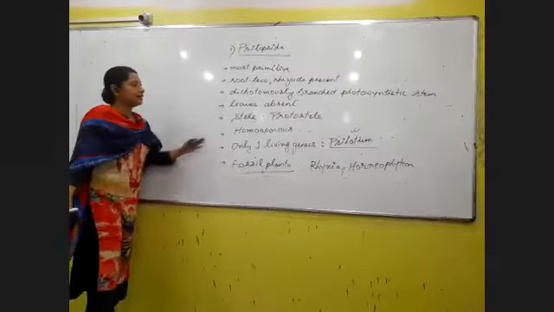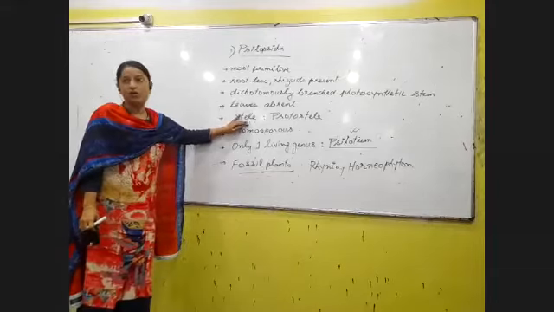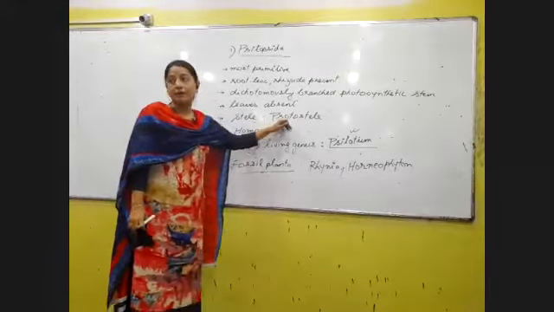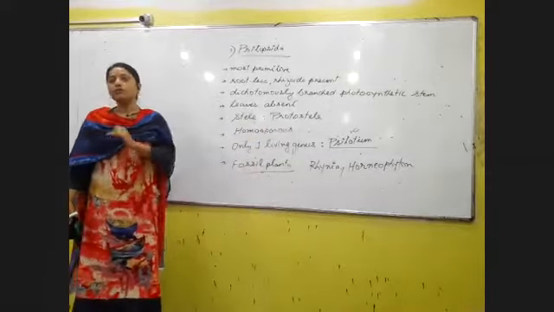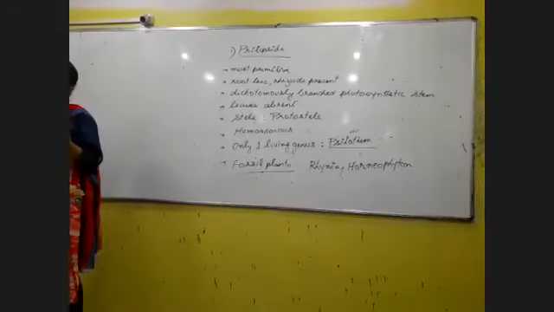Next is talking about stele. Last class we have spoken something about stele. So we know that stelar structure has started developing from the group called pteridophytes. So once we talk about the evolution of stele, we'll have different types of stelar structure.